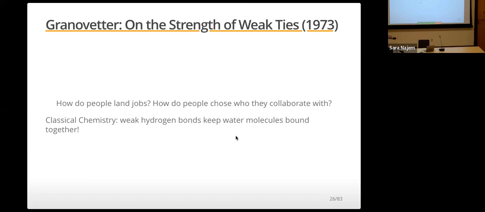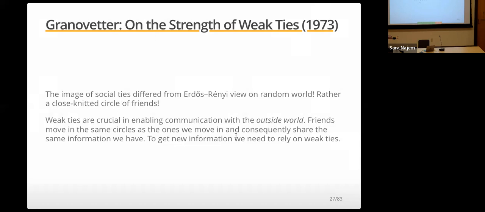He had this very nice analogy from classical chemistry that a hydrogen bond is a weak bond, but it keeps water molecules together. So unlike Erdős and Rényi's random connections, he had this notion of close-knittedness, but at the same time there are these weak ties: there's an acquaintance of mine who's important in helping me land a job or find my way to, I don't know, a burger place. These weak ties are important in the way we lead our life, and they're crucial in what we call communication with the outside world.